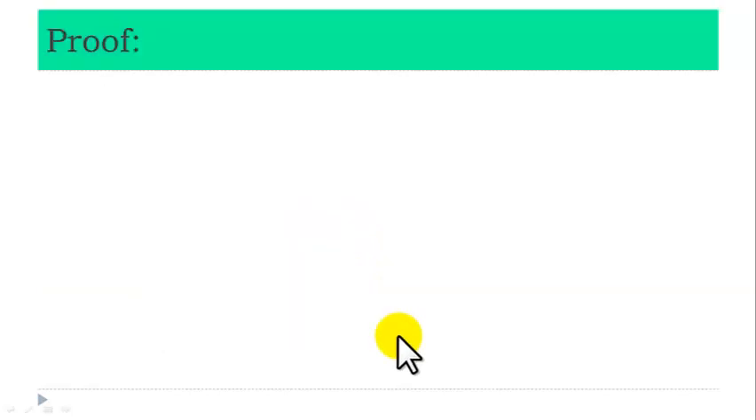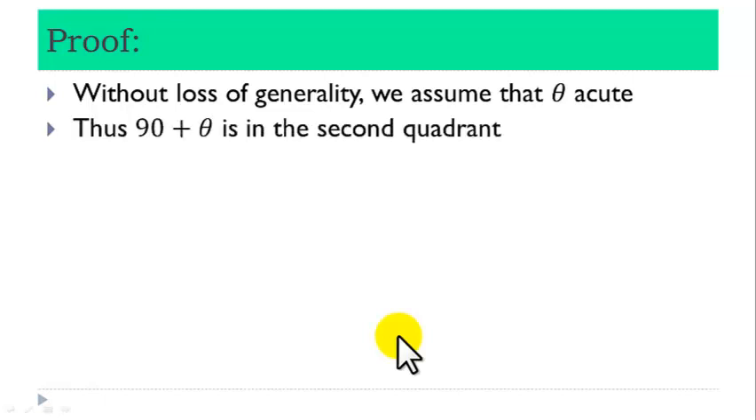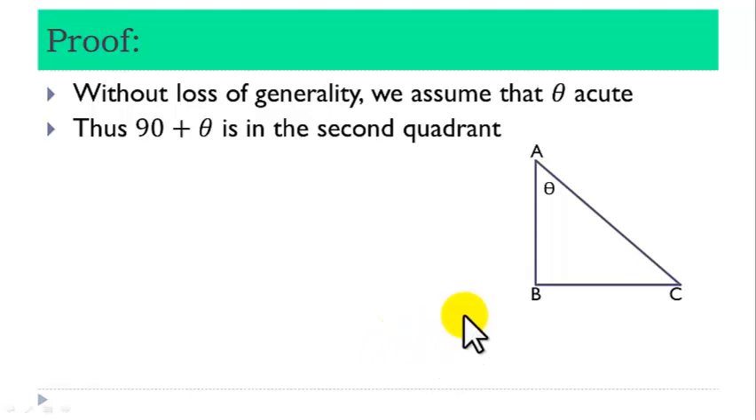Proof. Without loss of generality, we assume that theta is acute. Thus, 90 plus theta is in the second quadrant. Let us consider a right angle triangle ABC with angle BAC equal to theta, then angle ACB is equal to 90 minus theta.